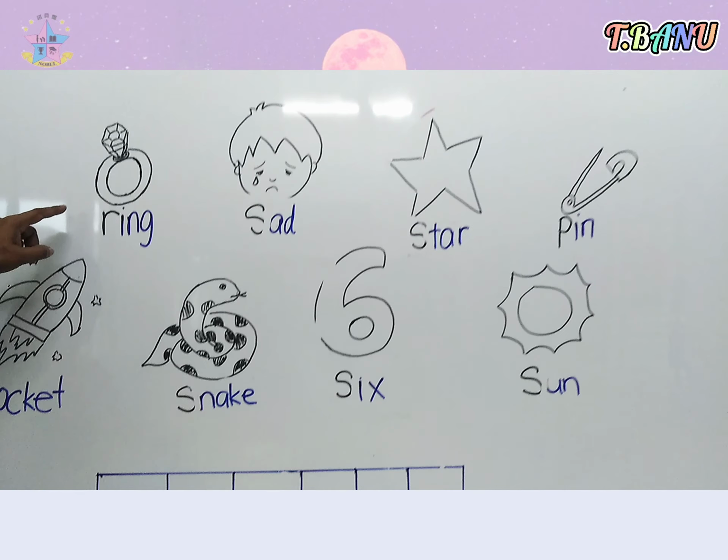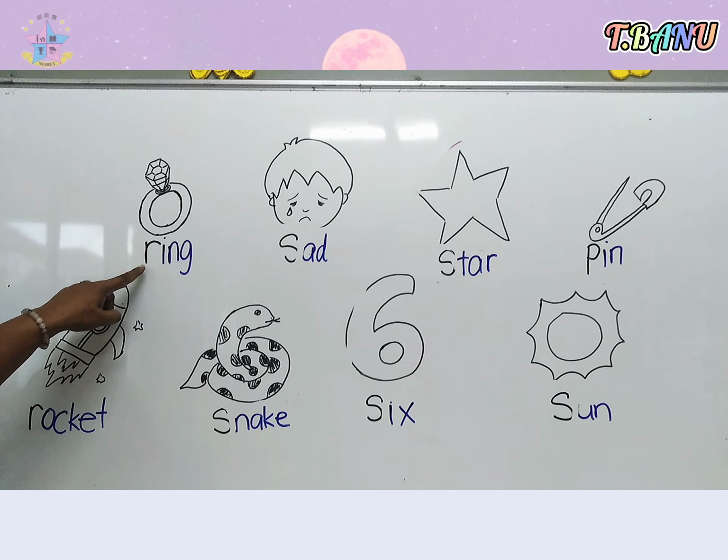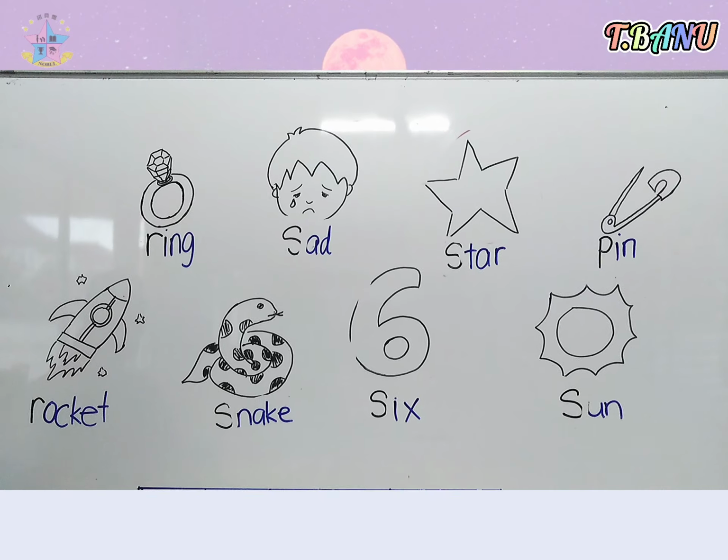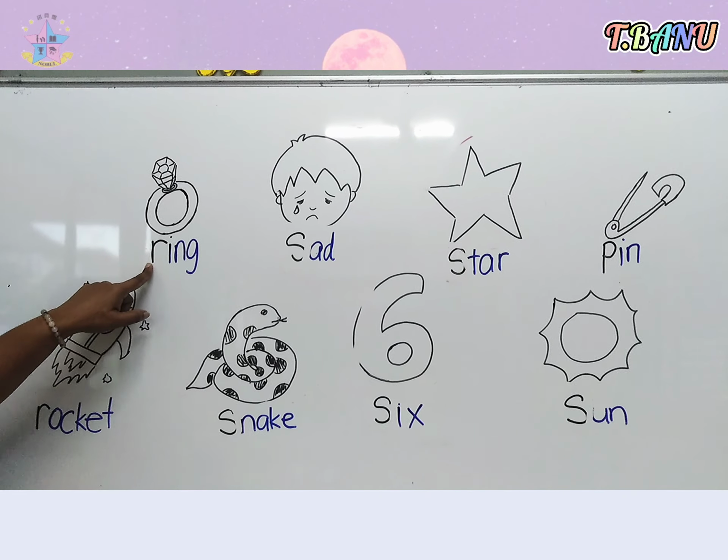Children, what picture is this? This is a picture of the ring. Ring, R. Is it letter S? No, this is letter R. So don't circle this picture.